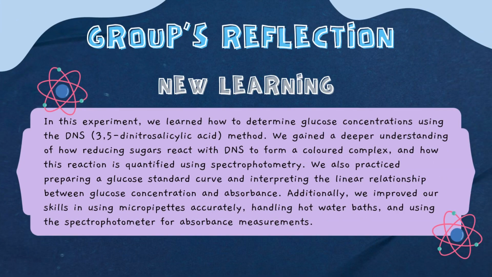This is our group reflection. In this experiment, we learned how to determine glucose concentration using the DNS method. We gain a deeper understanding of how reducing sugar reacts with DNS to form a color complex and how this reaction is quantified using spectrophotometry.